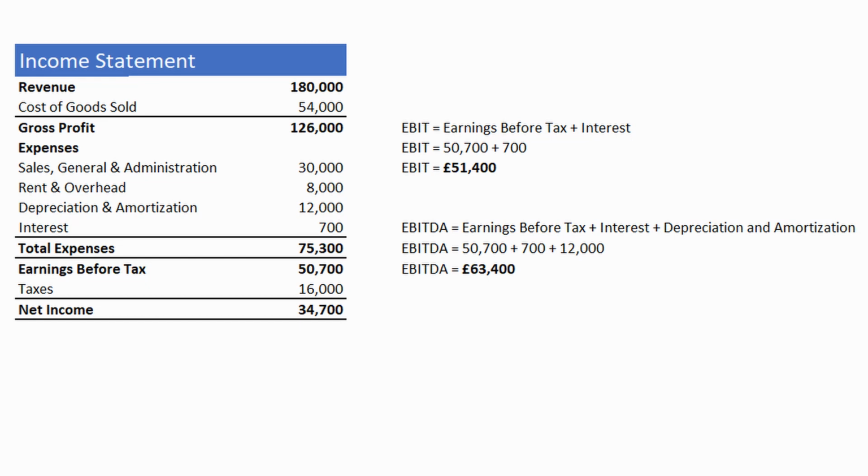Now I know that's quite a lot to take in, so let's look at an income statement and see how this comes together. As we know, to calculate EBIT, we take earnings before tax and add interest to it, which, using the example here, we can see is equal to 51,400. To calculate EBITDA, we take EBIT and add depreciation and amortization onto it, which gives us 63,400. As you can see, using EBIT and EBITDA produce drastically different numbers, so never compare one company's EBIT to another company's EBITDA. Choose one metric and compare it exclusively.